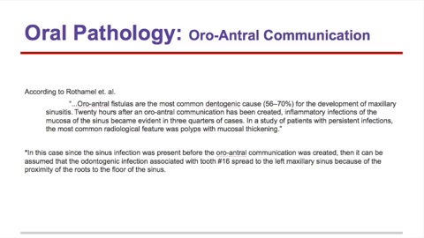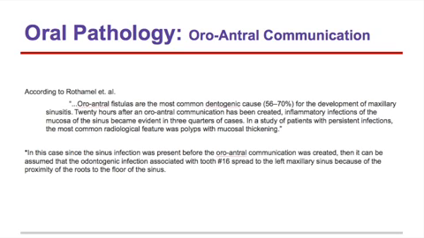Slide number 21 is a continuation of oral pathology and the oral antral communication. According to Rothamel et al., oral antral fistulas are the most common dentogenic cause, including 56 to 70%, for the development of maxillary sinusitis. Twenty hours after an oral antral communication has been created, inflammatory infections of the mucosa of the sinus became evident in 3/4 of cases.